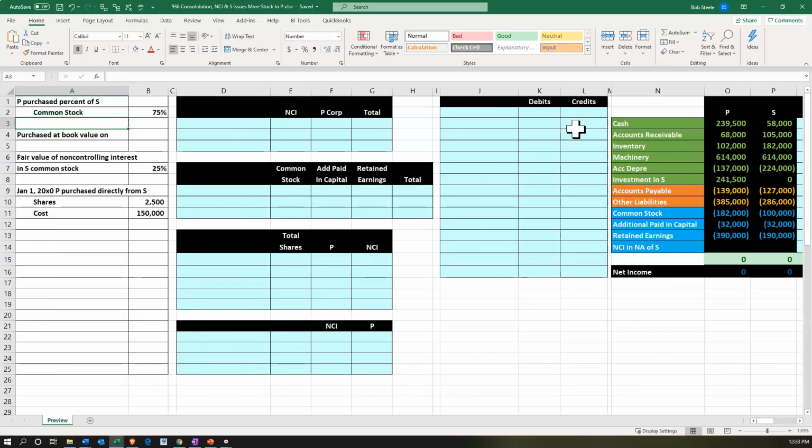We got P purchased a percentage of S common stock. So the first original percentage is going to be a 75%, 25%. They purchased at book value. So no, we're not going to be dealing with any differential here.